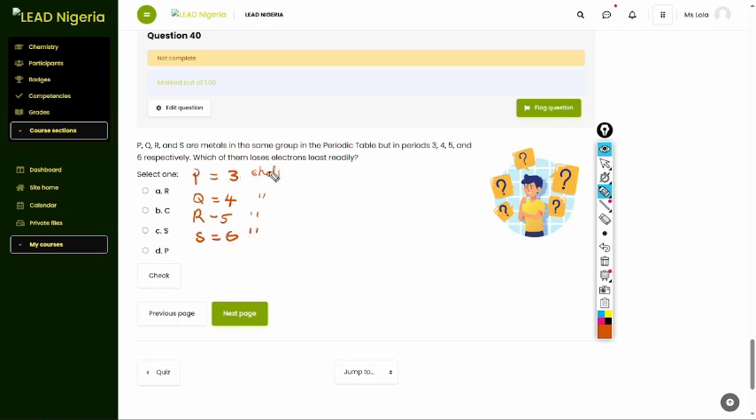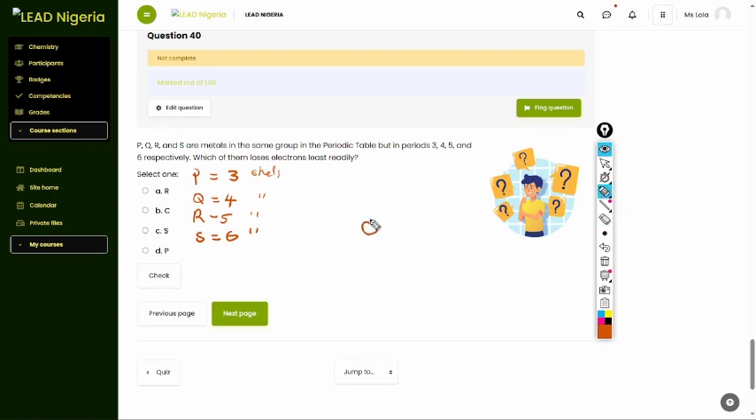Now, which of them loses electron easily? Now remember that as the shell increases, okay, oh, let's do that again, that looks awful. Okay, let's clean this. Okay, so let's attempt that again. Let's draw 3 to 6 shells.